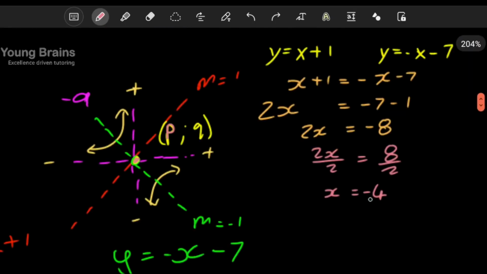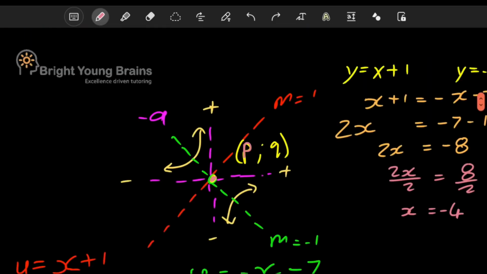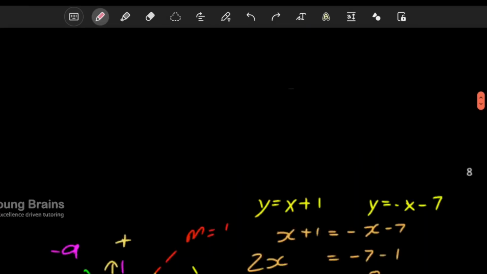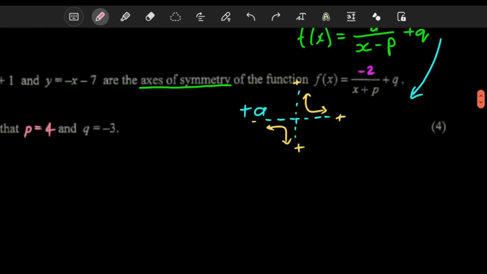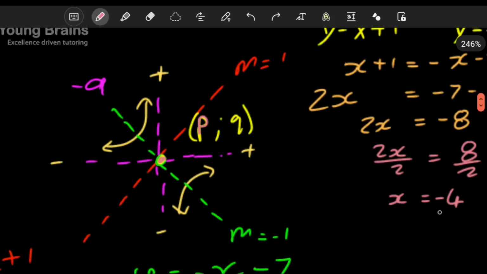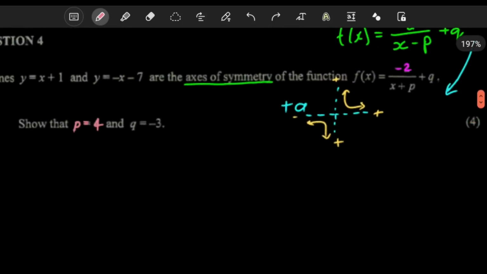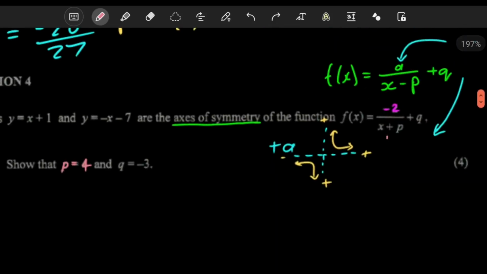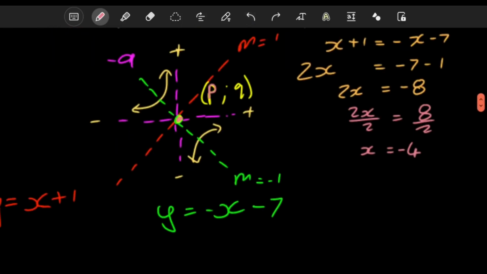The reason why this is a negative 4 is that in your equation, we said whatever it is on the image, you always put the opposite in your equation. So on the image, we are seeing that our x value is a negative 4, which is perfect, because if our x value is a negative 4, it means that our p value here has to be a positive 4. So here we can safely say, therefore, p is equal to 4, which is perfect.